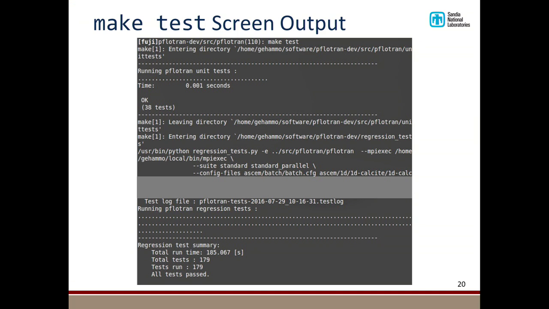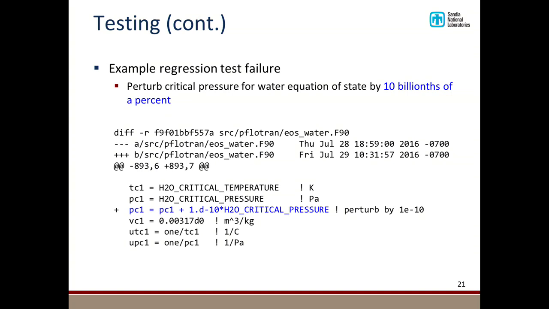So here's the output that you would have seen if I'd run both the unit test and the regression test. There are the 38 dots for the 38 unit tests. That's not a lot of unit tests. We mainly do the constitutive relations, equations of state, and so on in the code. We need to put more unit tests in there. And then our 179 regression tests are right here, ran in 185 seconds, and that's the output you get.